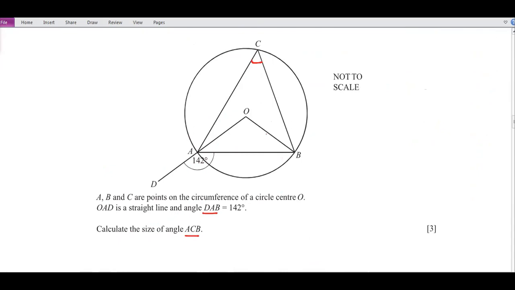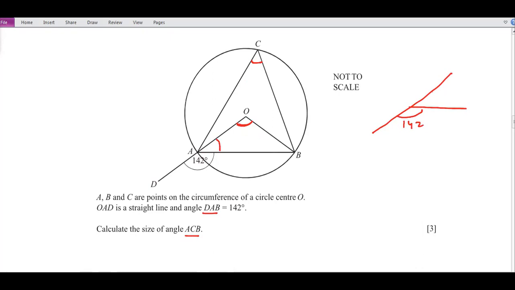ACB. Now to find ACB, somehow we have to manage to find this angle. If we find this angle, then this will be quite easy to find. But right now, if we look at this one, you can see from O to D, there is a straight line. Between the straight line, there is a line here and this angle is 142. So what will this angle be then?